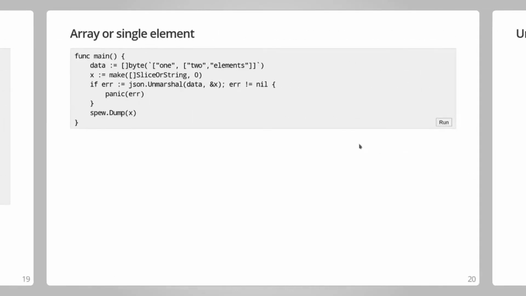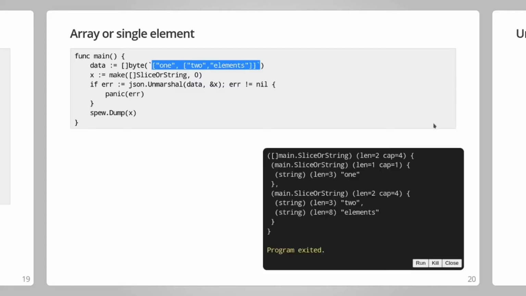So let's look at an example. My input to test is an array of 2 elements. The first element is just a string, and the second is an array of 2 strings. As expected, my Go result is a slice or string type with a single element for the first input and 2 elements for the second input.